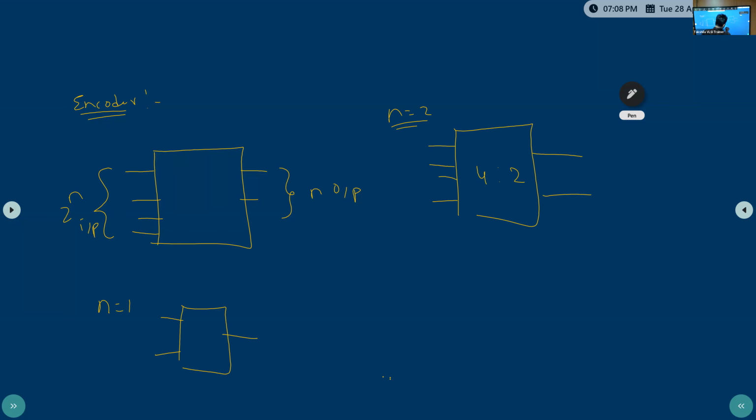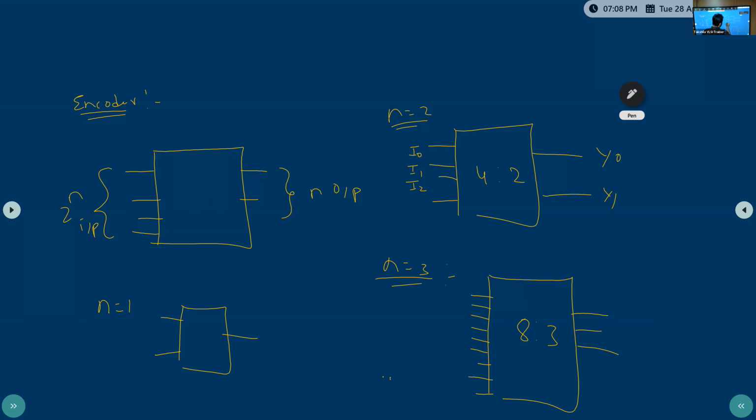If n equal to 3, then 8 inputs, 3 outputs. So this is an encoder. Now, what is the equation? This is Y0, this is Y1. We'll go with the equations for Y0 and Y1 and inputs I0, I1, I2, I3.